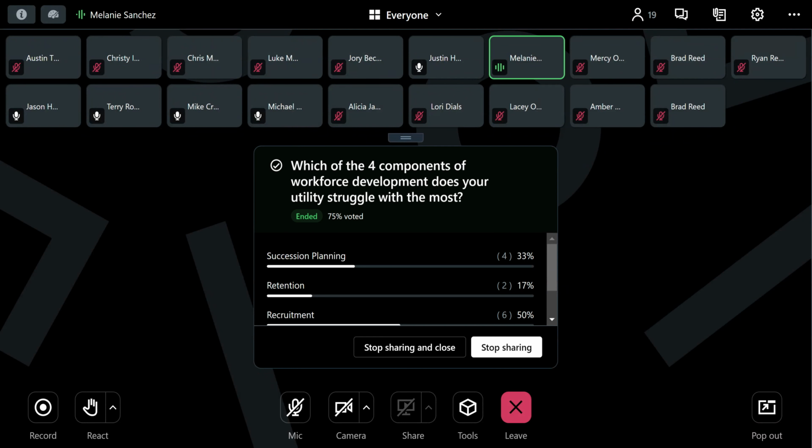So it looks like most people struggle with recruitment. And then the second is succession planning. So we'll definitely go into a lot of detail about succession planning and recruitment. And I know not very many people included messaging, but messaging really does tie in to both of those things, especially recruitment.